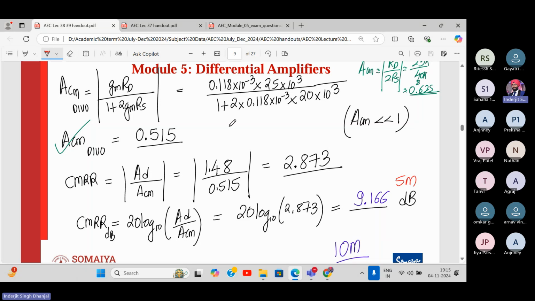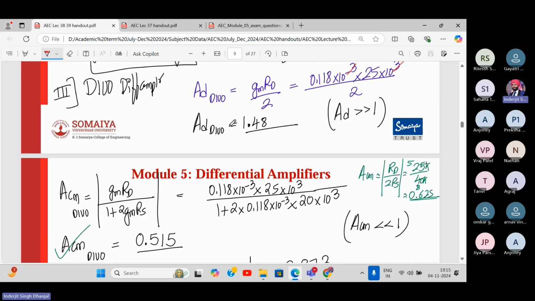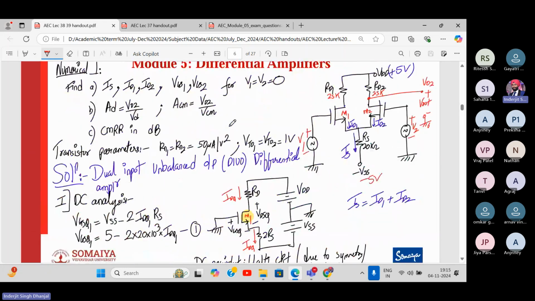Derivation for DIUO and SIUO will be same. Derivation for DIBO and SIBO will be same. Then very important, they can ask you a full-fledged numerical on differential amplifier as we have solved just now. I hope it is completed, everyone.